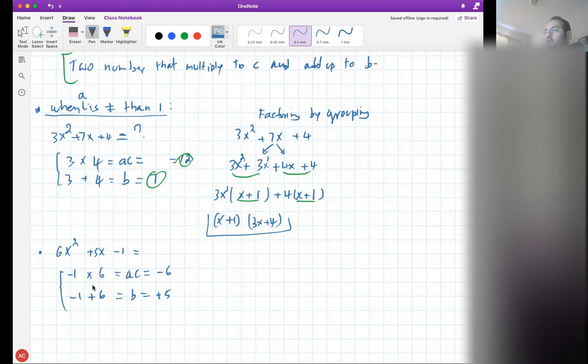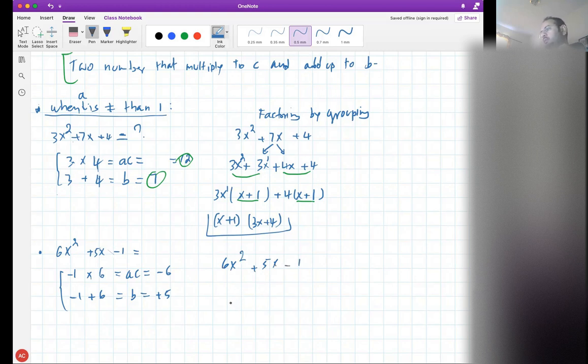Okay, that's the first thing. Now we have the numbers. What do we do after that? Factoring by grouping. Okay, what specifically do we do with this trinomial? I'm going to write it again. What exactly do we do with it right now? Or which term?